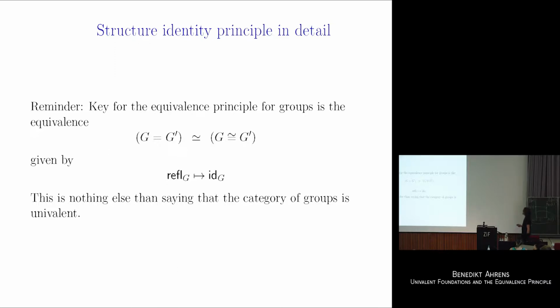So as a reminder, the key of the equivalence principle for groups was this equivalence that showed that the identities between groups is the same as isomorphisms between groups. And this equivalence is given by just specifying it on the diagonal, meaning that it sends reflexivity to the identity group homomorphism. And the fact that this map is an equivalence is nothing else than saying that the category of groups is univalent. Okay?